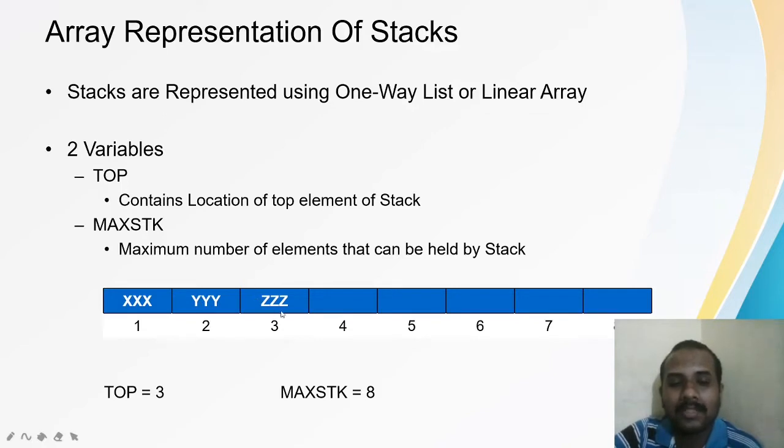What is the top of the stack, or the element which came last? The element which came first is XXX, then YYY, then ZZZ. That came last, right? Because it is placed in the third index, correct? So here the top of the stack, or the top, is 3.